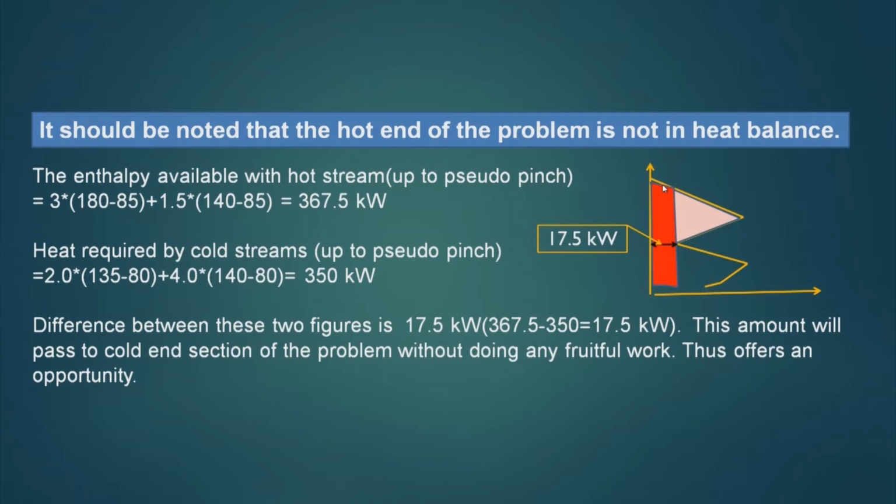So, this is the red area which shows heat passing from here directly to the cold stream, and this amount is 17.5 kilowatt. This amount will pass from the hot section to the cold section without doing any fruitful work. So, I am not getting any work out of this heat flow, and thus it offers an opportunity to use it in this design.